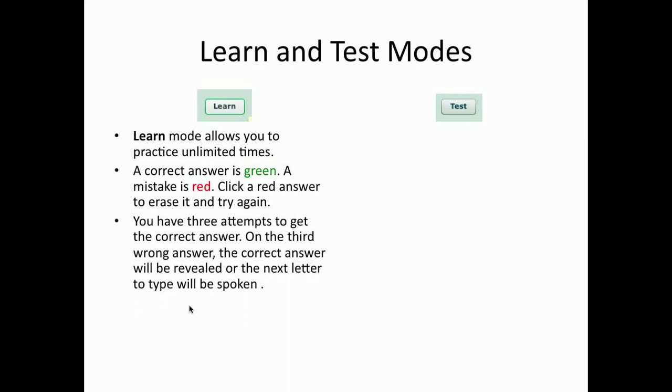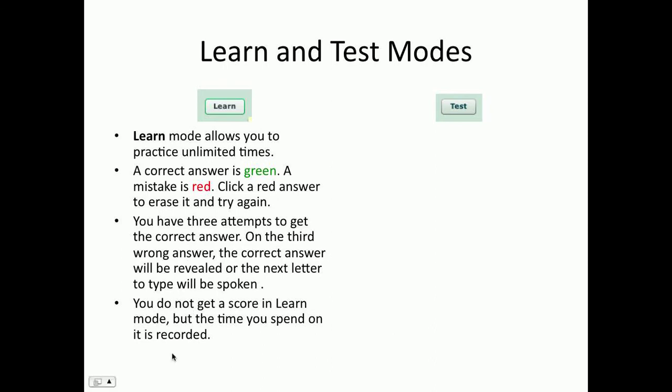Okay? You have three attempts to get the correct answer, but if you miss it that many times, then the software will tell you the answer, so you don't feel frustrated. Otherwise, if you get the wrong answer, you try it again until you hopefully get it right. Okay? So that is the learn mode. The right word or whatever the answer is will be shown to you if you can't get it within three tries. Now, you don't get any score in the learn mode, but the time you spend on it is recorded. So the time you spend in the software is always recorded on the time clock. You can see it and I can see it. So I know whether you spent 16 seconds on something or 16 minutes or 16 hours on something. We all know that because some computer is taking note of that and keeping track of it.